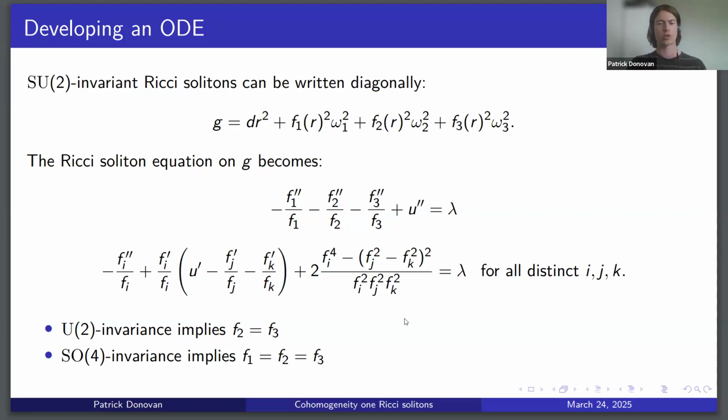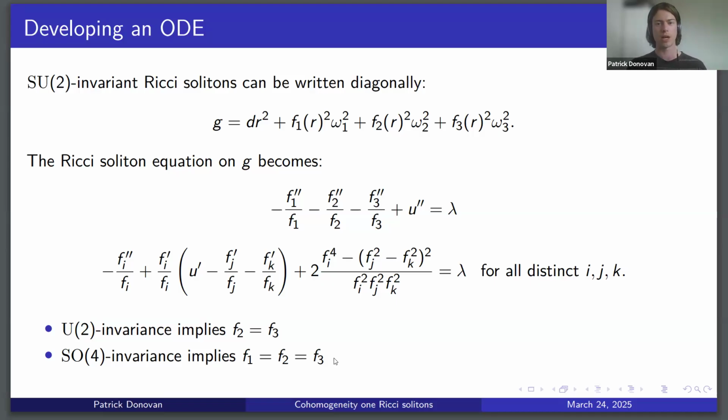So for the SO3, SO2 invariant case, the ODE looks very similar, but a little bit different. And then I only have 2 functions. As with the U2 invariant case, 2 of these 3 functions are the same, and I get 2 functions. And if I keep going and I have SO4 invariants, actually all 3 of these functions are the same. So I can keep reducing this by applying more symmetries. Okay, well, these are still just ODEs.